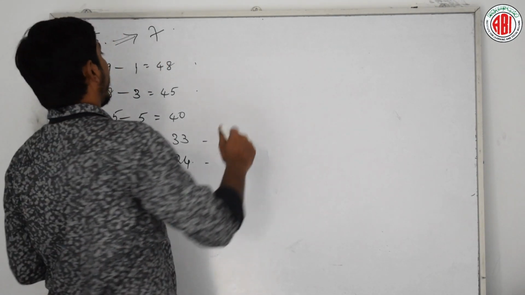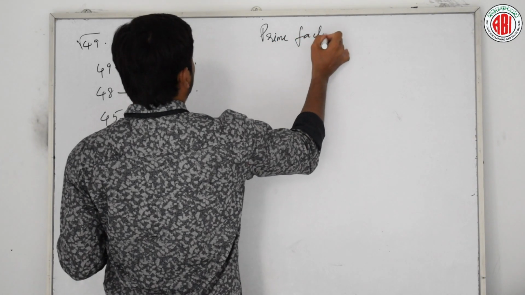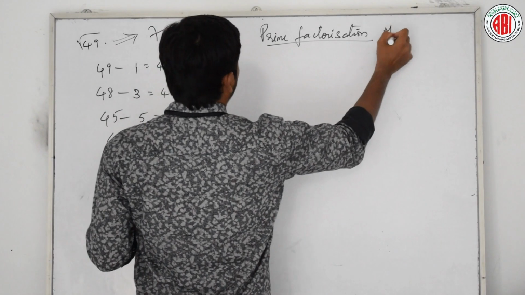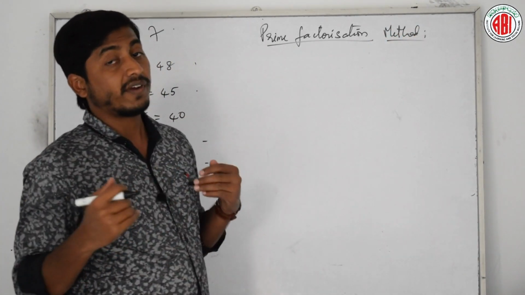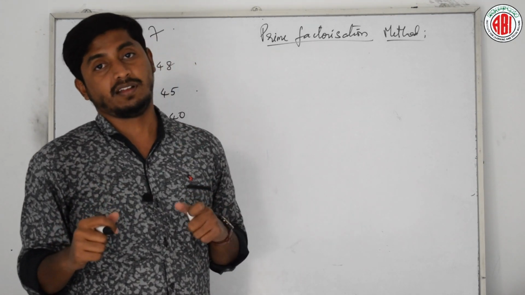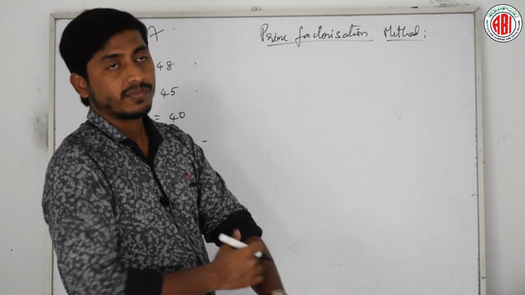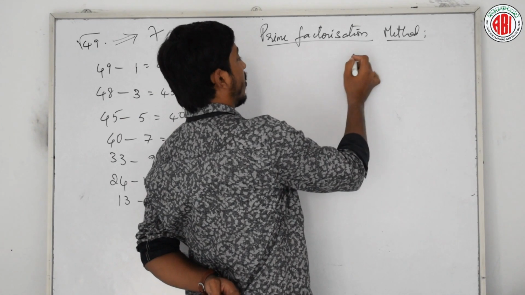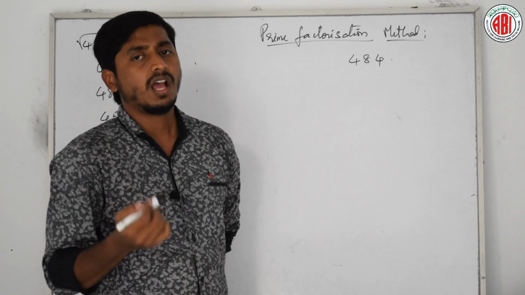The next method, which is the most popular and the easiest, is the prime factorization method. Okay. What do you mean by prime factorization? First of all, I have to find the factors of the number, and they should be prime numbers. Okay. Is it clear? Shall we do a few problems? Let me give you an example. Let us find the factors of 484. Okay. How do we do it?